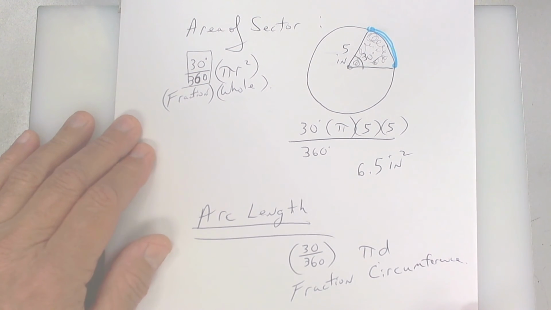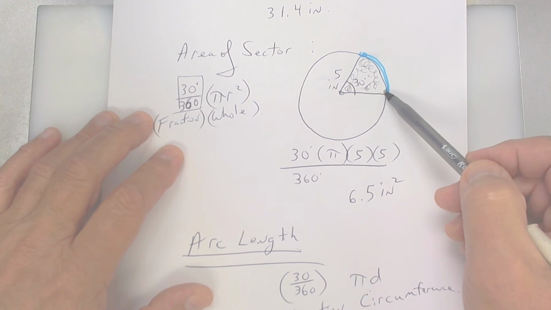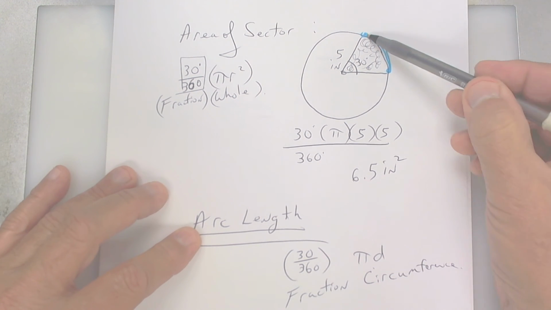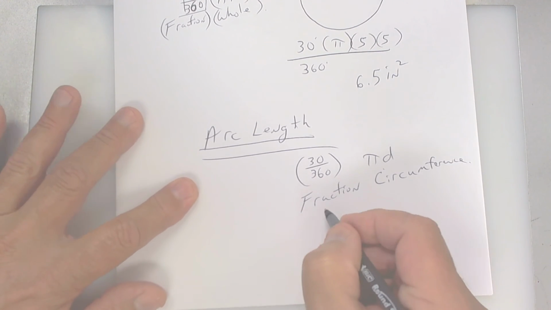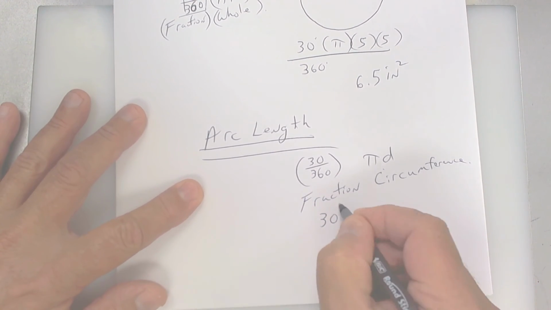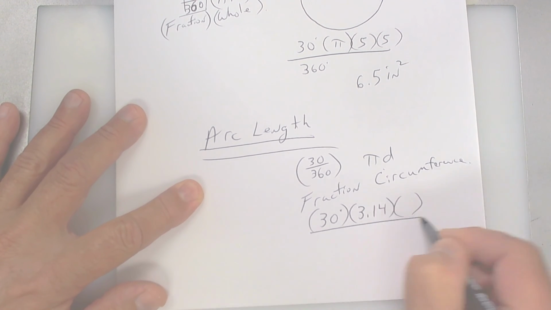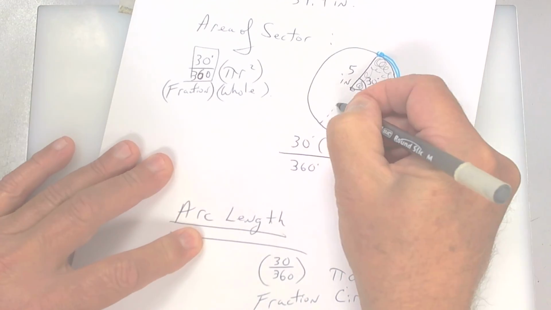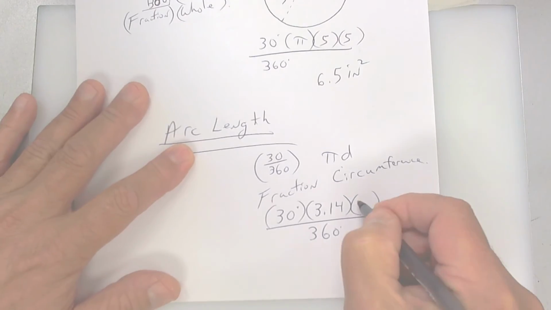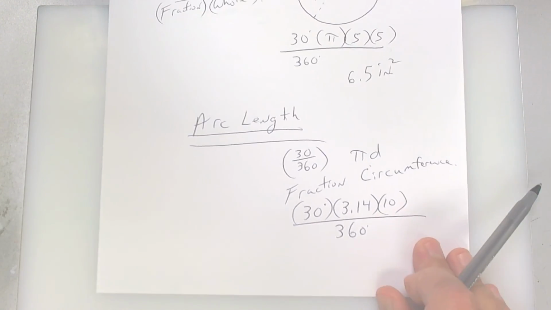So there's two things we're doing here. Today, we're doing the area of the sector, and we're doing something called arc length. Okay? So here, you would take 30 times pi times the diameter, divided by 360. So the diameter would be 5 plus 5. So the diameter is 10. If you multiply this and divide by 360, you have your answer.